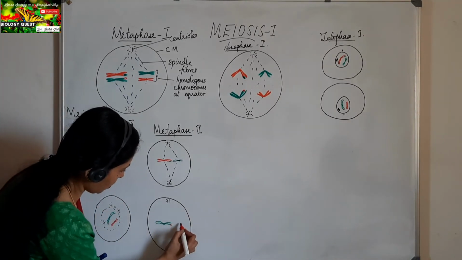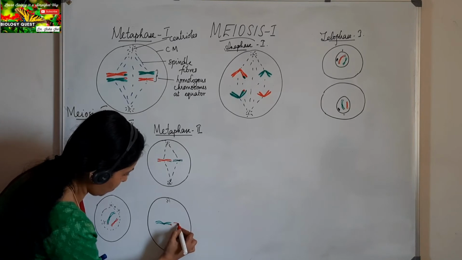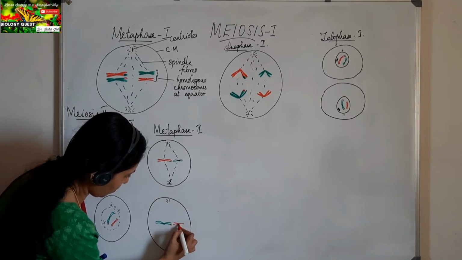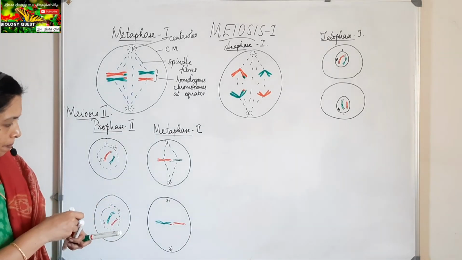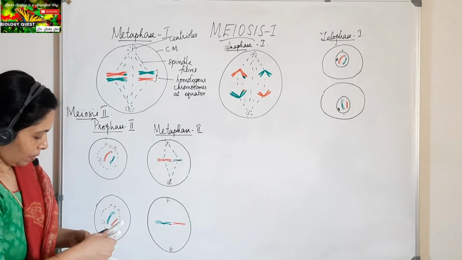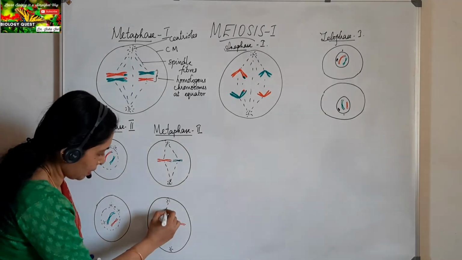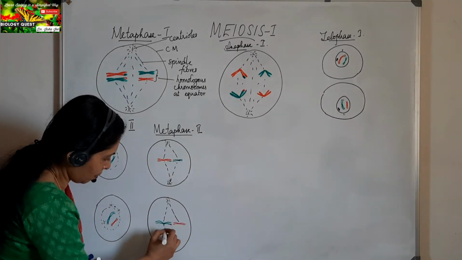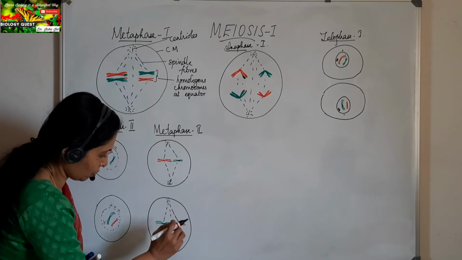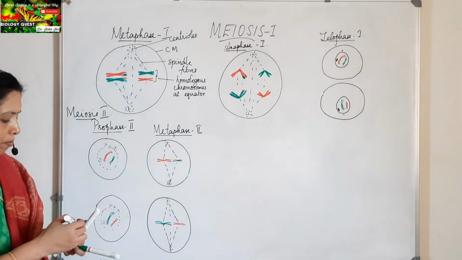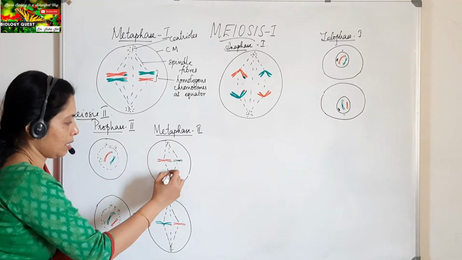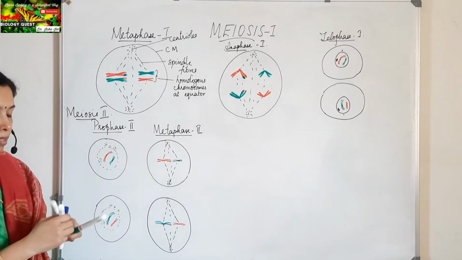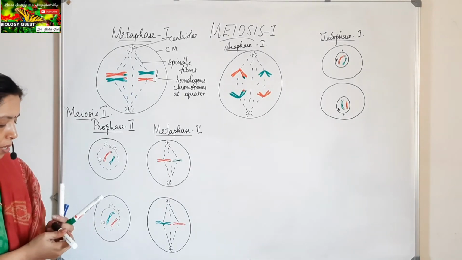And that is the second chromosome. These are also aligned at the equatorial plane of the cell by the action of the spindle fibers. The spindle fibers get attached to the centromere of the chromosomes and they get arranged or aligned at the equator of the cell. That is metaphase 2.